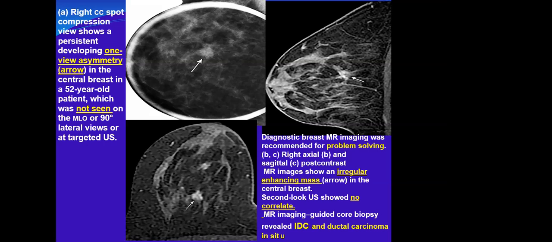we need to solve the problem by doing MRI, and this is the axial and sagittal post contrast revealing the lesion here as an irregular enhancing mass. Okay. Also, second look ultrasound showed no correlate, and then we used the ultrasound as guidance to take a biopsy, and the result was infiltrative ductal carcinoma with carcinoma in situ.